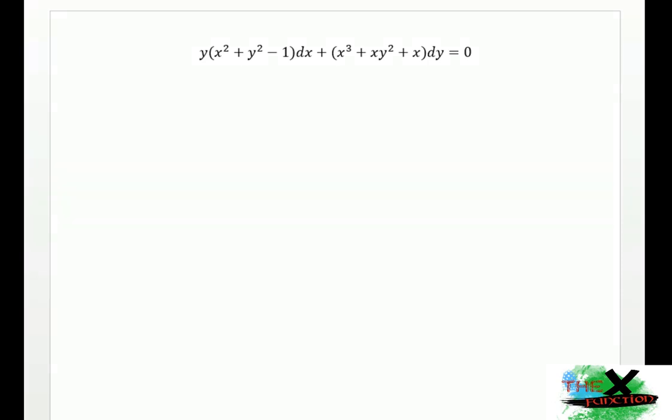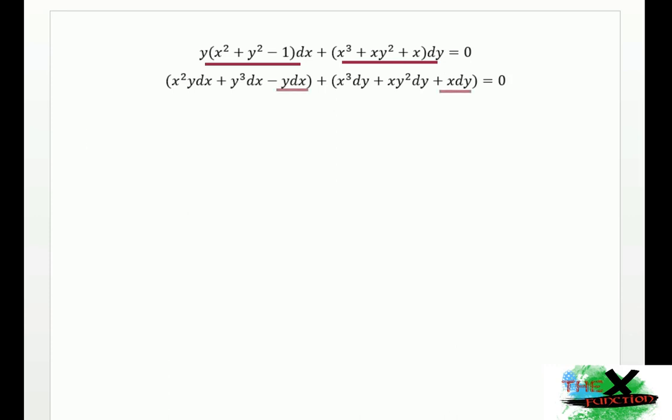Let's first distribute y dx to the first 3 terms and dy to the next 3 terms. So we have x squared y dx plus y cubed dx minus y dx plus x cubed dy plus xy squared dy plus x dy is equal to 0. Next thing to do is to group the like degrees, so we can now have the quantity of x squared y plus y cubed dx plus the quantity of x cubed plus xy squared dy plus x dy minus y dx is equal to 0.